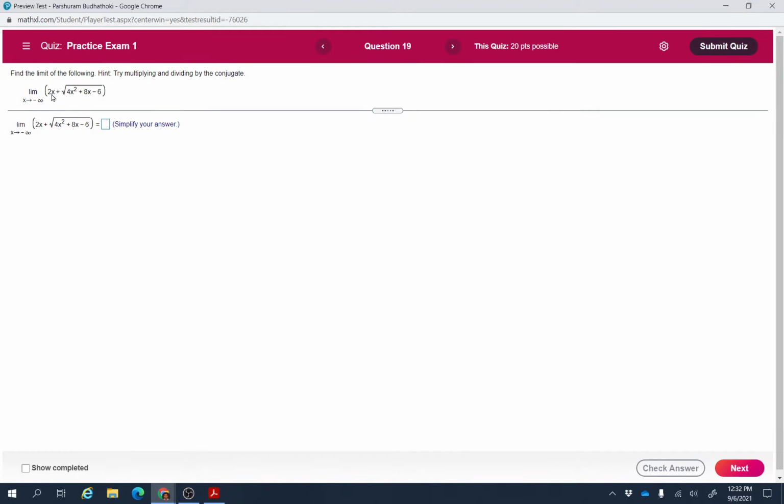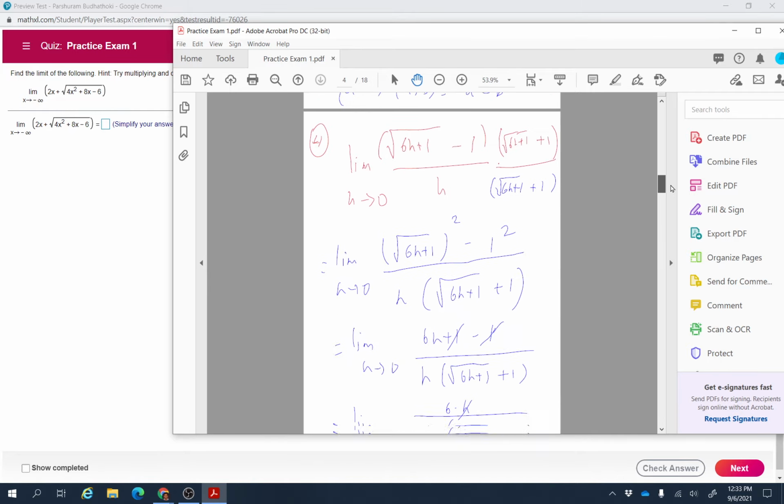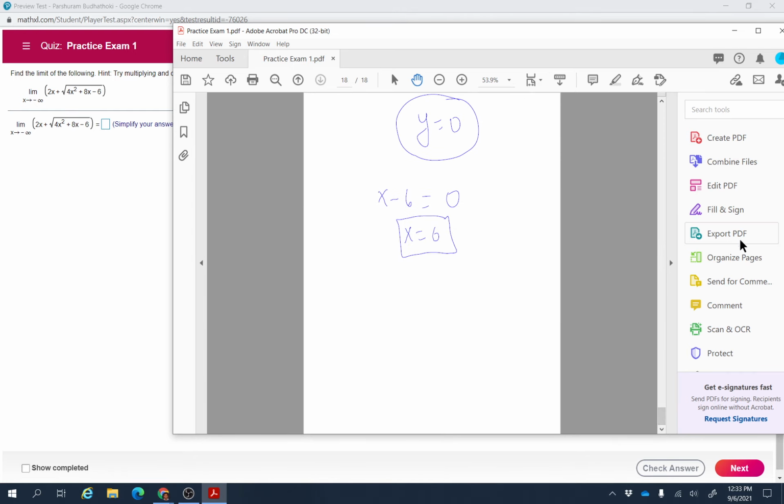Find the limit when x approaches negative infinity. What is the limit as x approaches negative infinity? The hint is given: try multiplying and dividing by the conjugate. This is very similar to the problem we did before, dividing and multiplying by the conjugates. So we can do the same thing here for this particular problem.